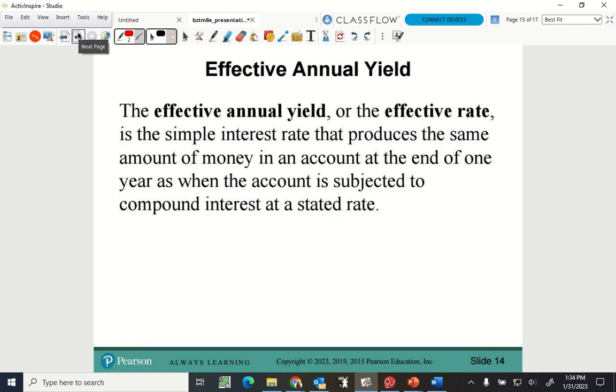So, effective annual yield or effective rate. Important. It's a simple interest rate that produces the same amount of money in an account at the end of 1 year as when the account is subject to compound interest at the stated rate. So, we're comparing the compound interest to the simple interest. First thing we're going to do is find the compound interest.